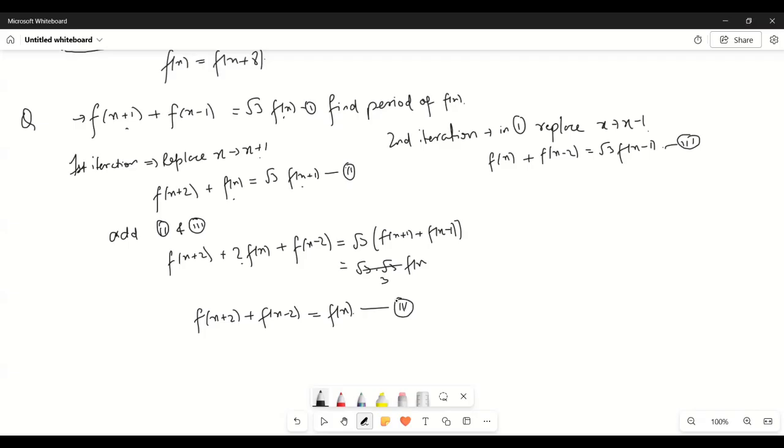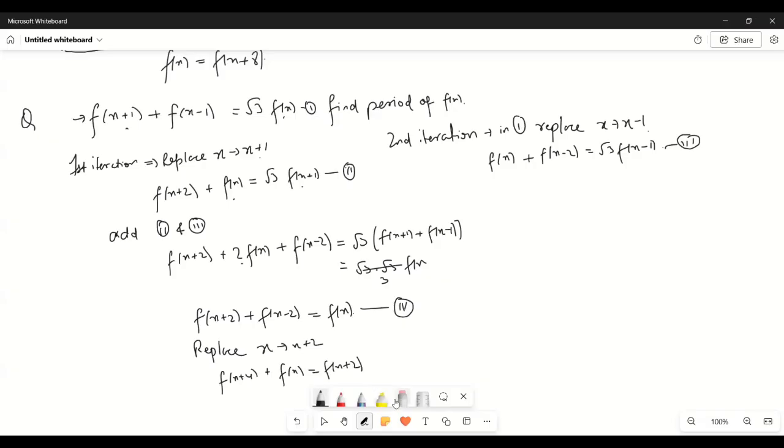So what should we do in this relation? f of x plus 2, x minus 2, x. What is the consecutive difference? The consecutive difference is 2, so we'll replace x with x plus 2. What came? f of x plus 4 plus f of x is equal to f of x plus 2.